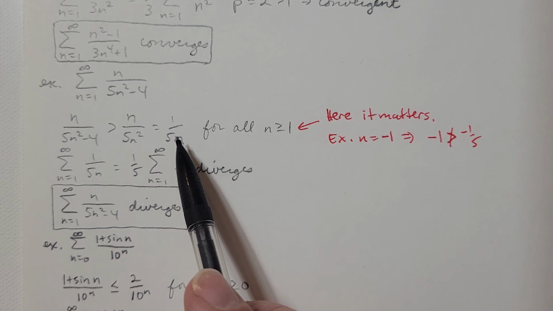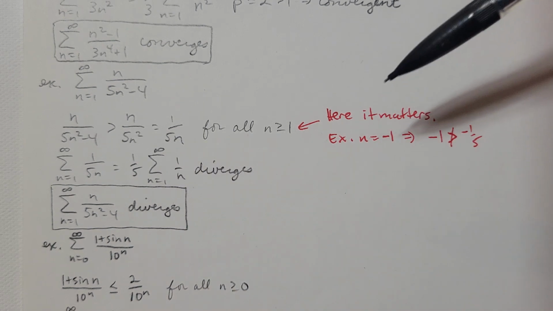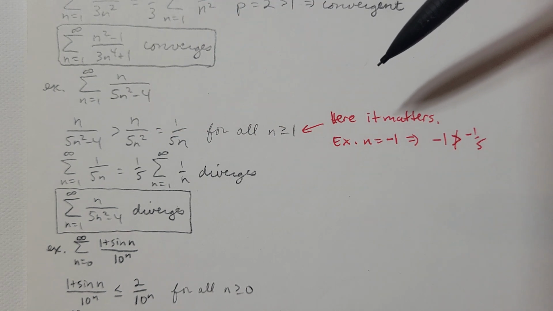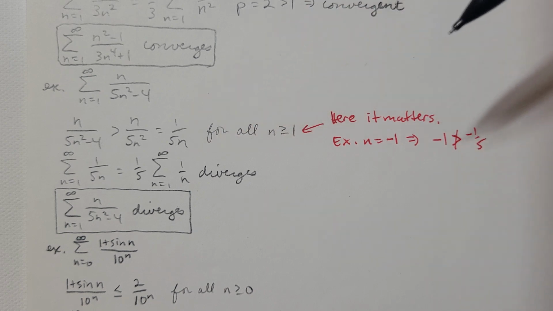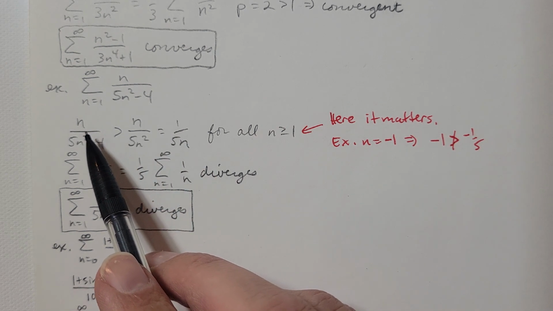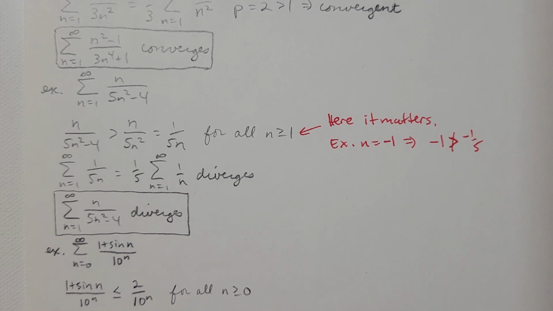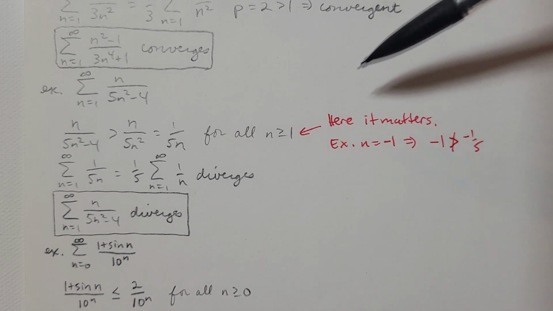N divided by 5n squared, that's 1 over 5n. And this statement here would be true for all n greater than or equal to 1. Now, again, here it matters. If I didn't say for all n greater than or equal to 1, then this statement is not true for all n. Like if n is -1, which we're not using, but if n is -1, you have -1/5 on the right, and you'll have -1 on the left. So you're saying -1 is bigger than -1/5. That's not true, right? And plus, n can't be 0 either, because you can't divide by 0. So be sure to write down for what values of n this comparison statement holds.